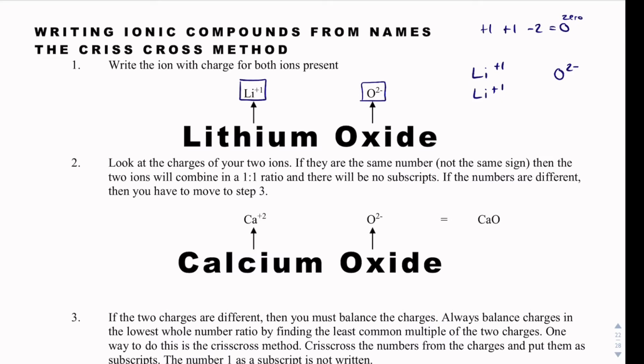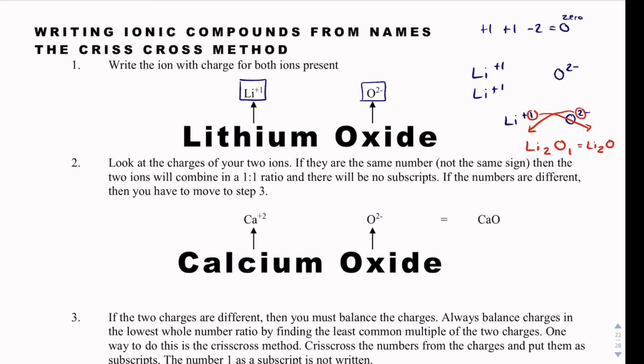Okay, we can do this using the crisscross method. Li plus 1, O2 minus. We're only going to take the numbers. We're going to take this 2, bring it down and make it a subscript of Li. So this is going to be Li2. We're going to take this 1 and make it the subscript of O, so this will be O1. Typically, we don't write subscripts if they are 1, so this would be Li2O, and that O is just assumed to have a subscript of 1.